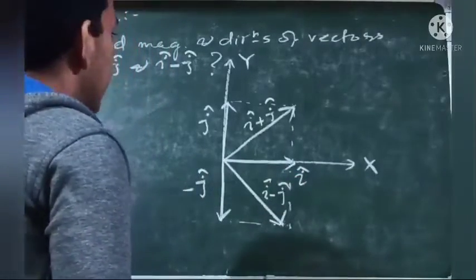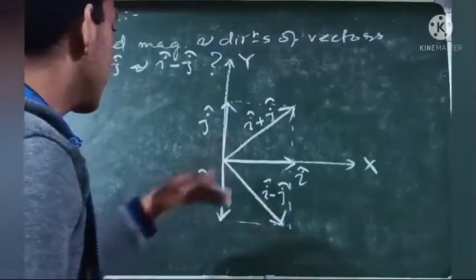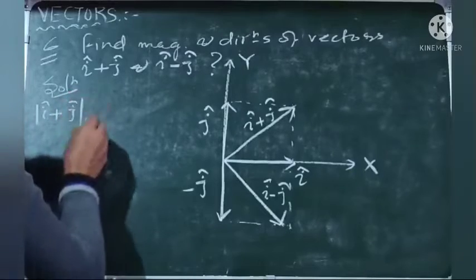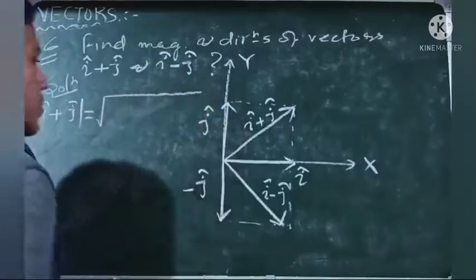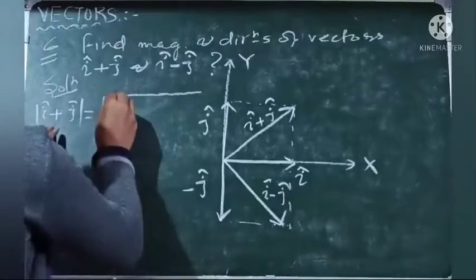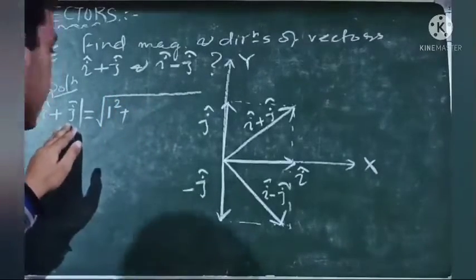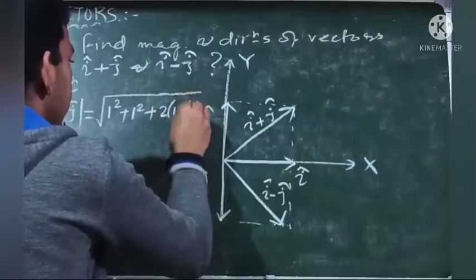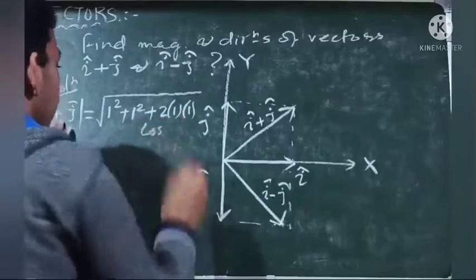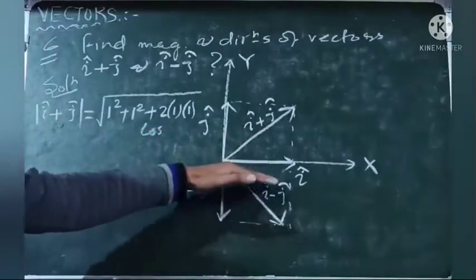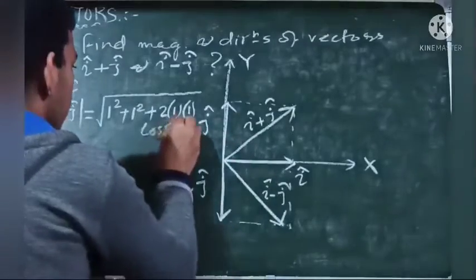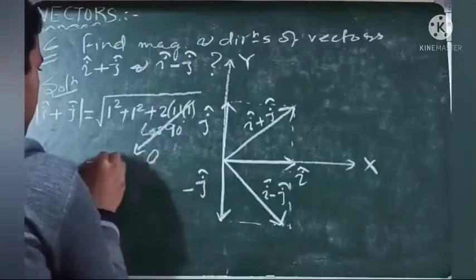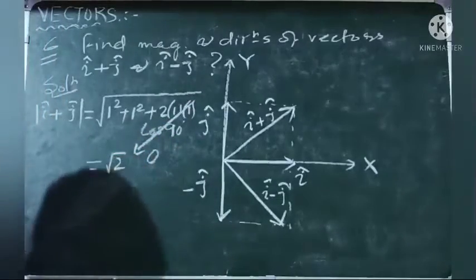Now let us first find the magnitudes of these two vectors. Now magnitude of i cap plus j cap is equal to square root of, we can use the direct formula, magnitude of i cap whole square, which is 1 square, plus magnitude of j cap whole square, which is 1 square, plus 2 times magnitude of i cap, which is 1, magnitude of j cap, which is 1, cos of the angle between the two vectors, which is 90 degree. Now we know that cos 90 is 0, therefore this term gets cancelled. So we are getting root under 2.